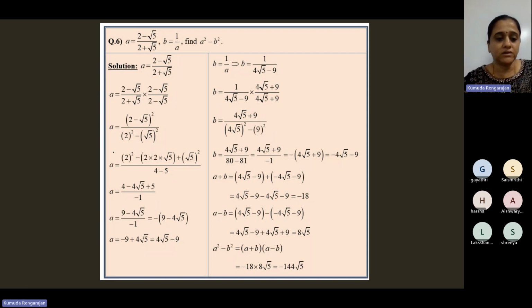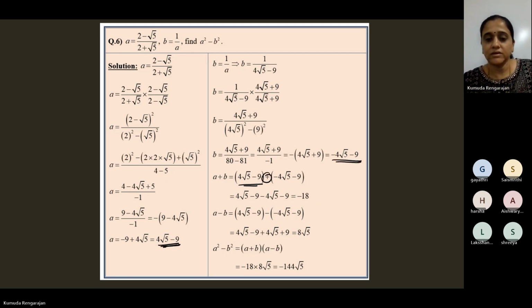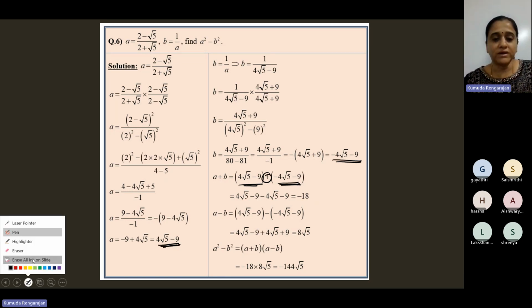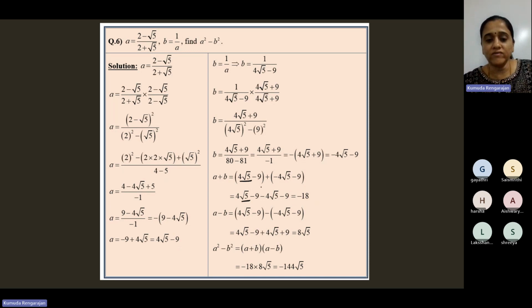Okay, A plus B. This is A, right? I've written that in a bracket. Yeah, plus this is B. I've written that also in a bracket. Now open the brackets. So it'll be 4 root 5 minus 9 minus 4 root 5 minus 9. So now plus 4 root 5 minus 4 root 5 gets cancelled. So minus 9 minus 9 is minus 18.